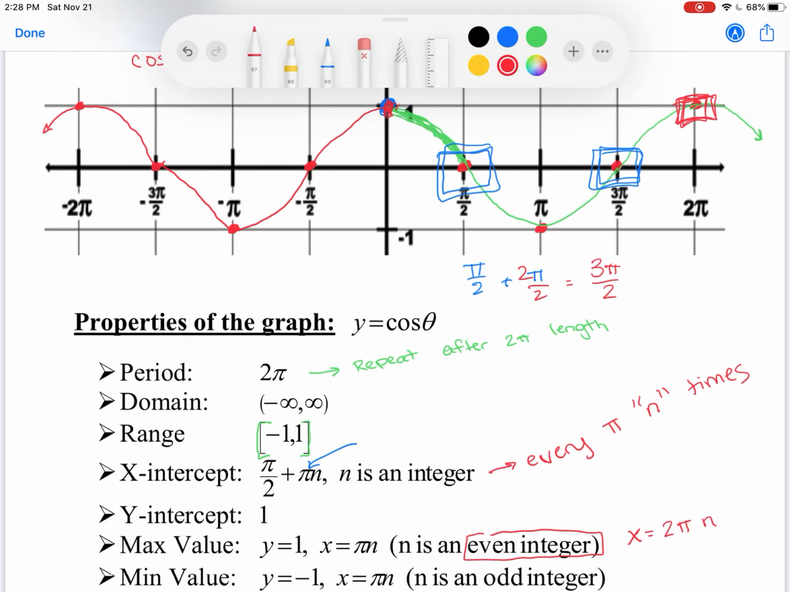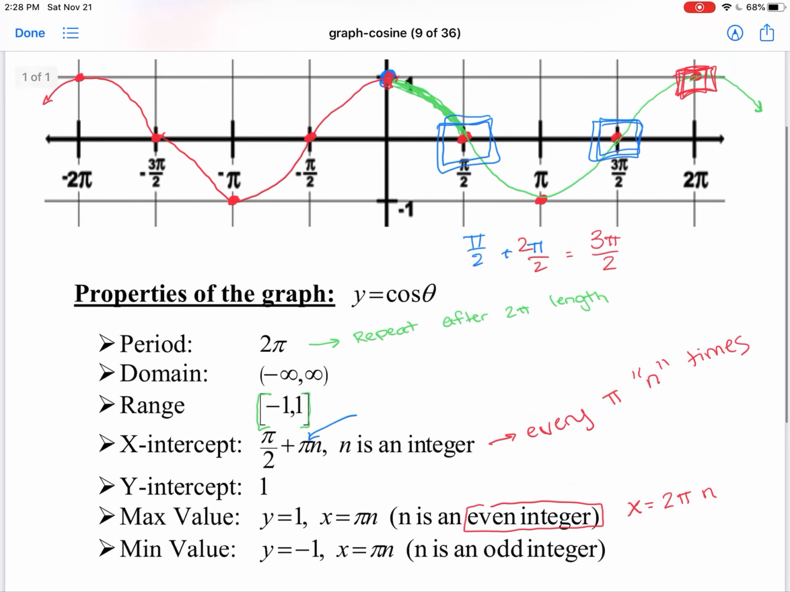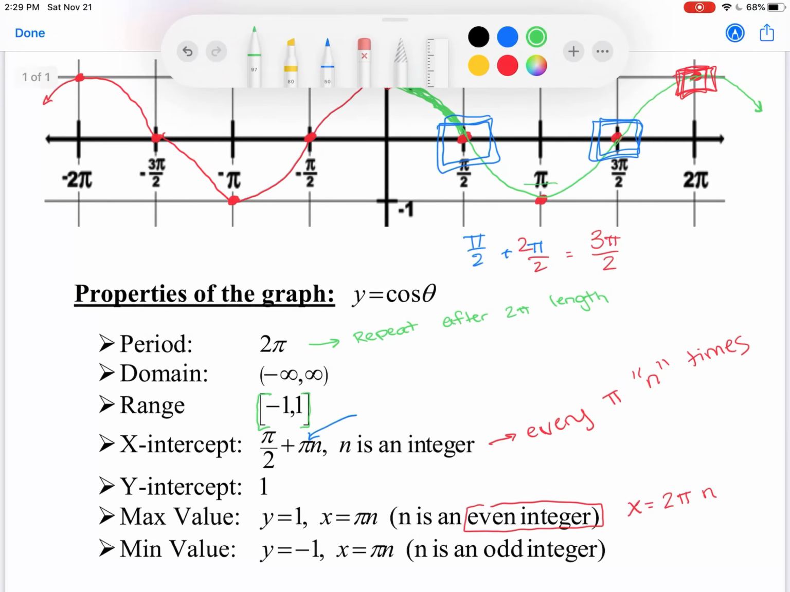All right, now another way you could write that, instead of saying x equals pi n when n is just an even integer, maybe says x equals 2 pi, and then you can bring in that n. That way it doesn't necessarily matter if n happens to be positive or negative, or even or odd, because it will be taken care of.